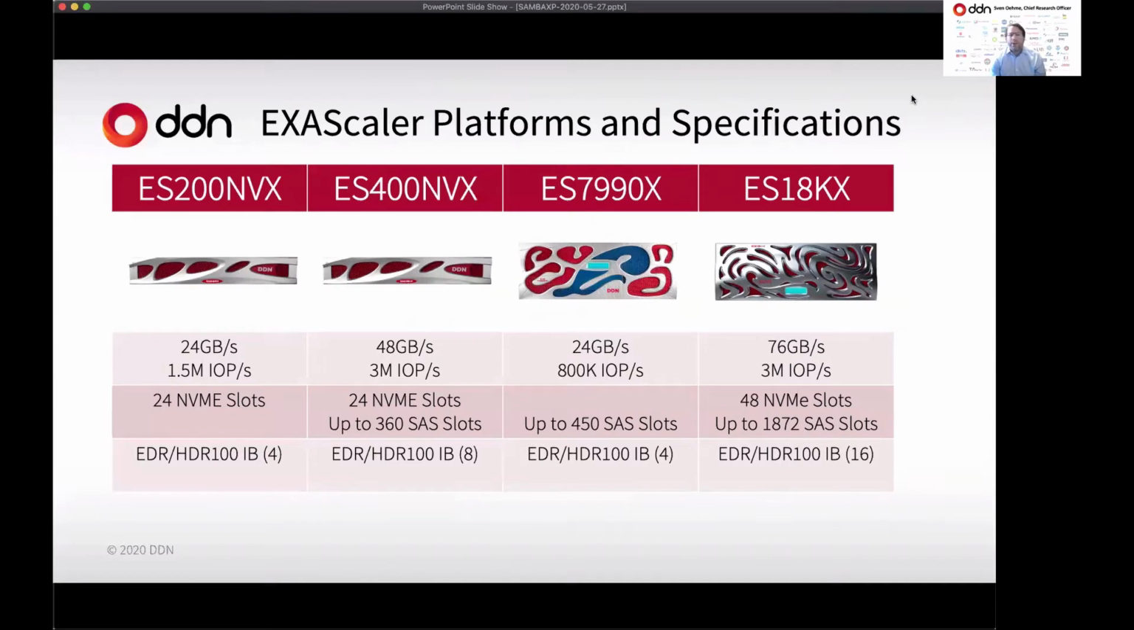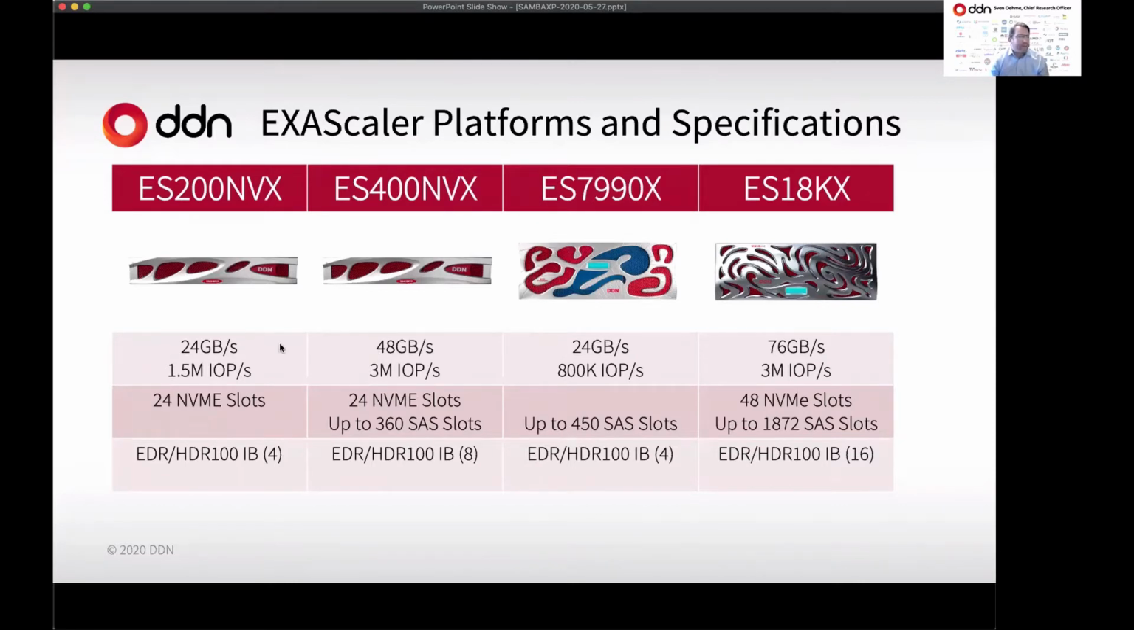So in order to understand how these filers look like and where SMB basically runs, you need to take a quick look at the hardware itself. We have four fundamental building blocks: a 200 NV, a 400 NV, a 7990X, and an 18KX. The only difference between them is what media you can put into them and what speeds they have. But the operating system inside, SFAOS, is the same on all the individual products.